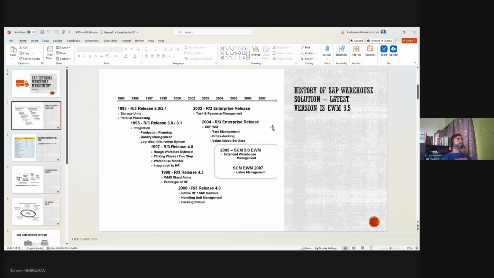So there are multiple solutions for SAP EWM. In 1998, SAP started the SAP WMS solution. WMS means warehouse management solution. It started in 1998.